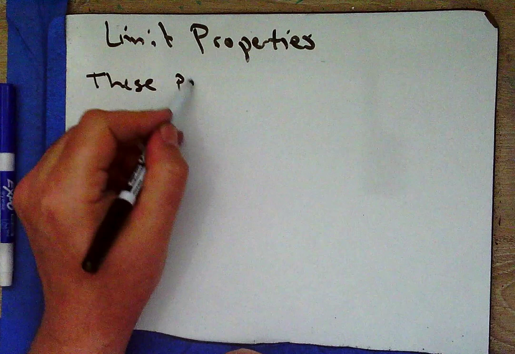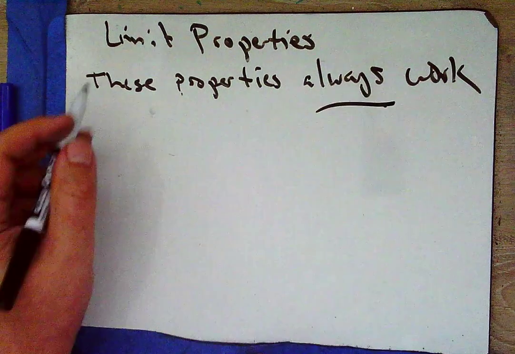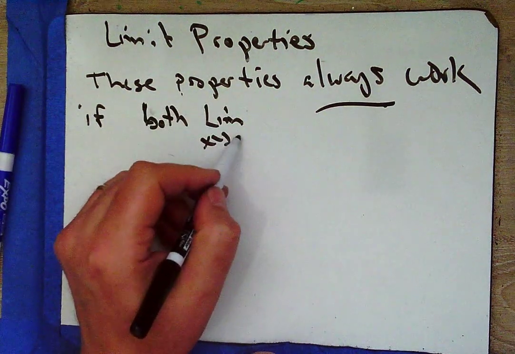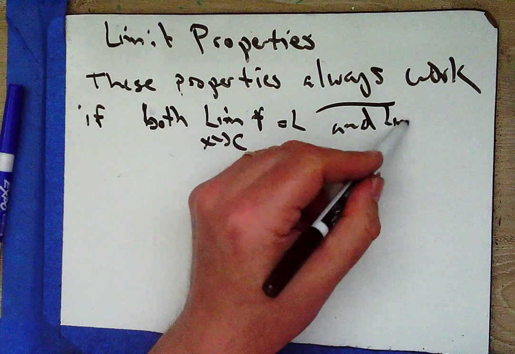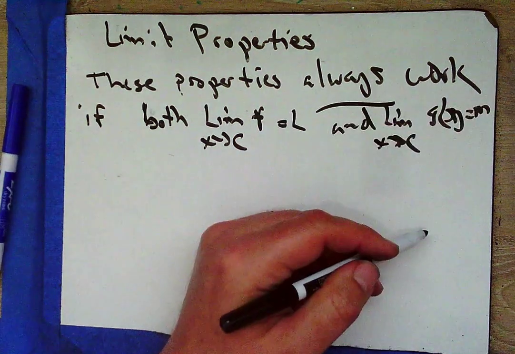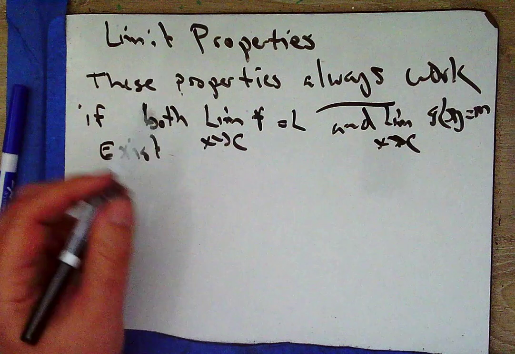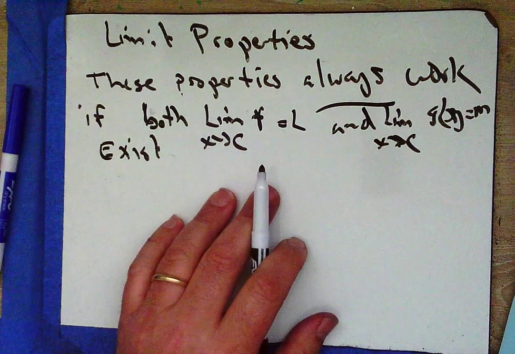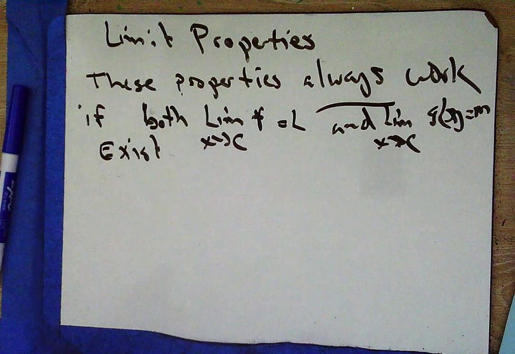All right, so these properties always work. Always, if the precondition holds: both the limit as x approaches c of f of x equals L and the limit as x approaches c of g of x equals M. Okay? So these limits exist. I'm giving them to you. And then whenever I see these limits, I know that the limit property I'm using them in is guaranteed to work because these limits exist. I don't know what they are, but I don't really care because I'm talking about a general case.